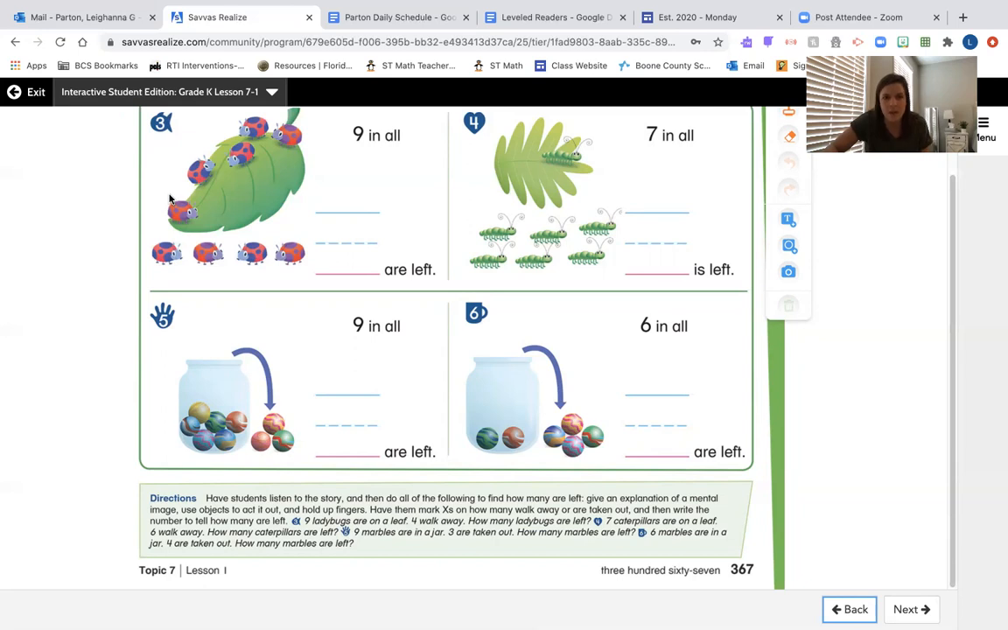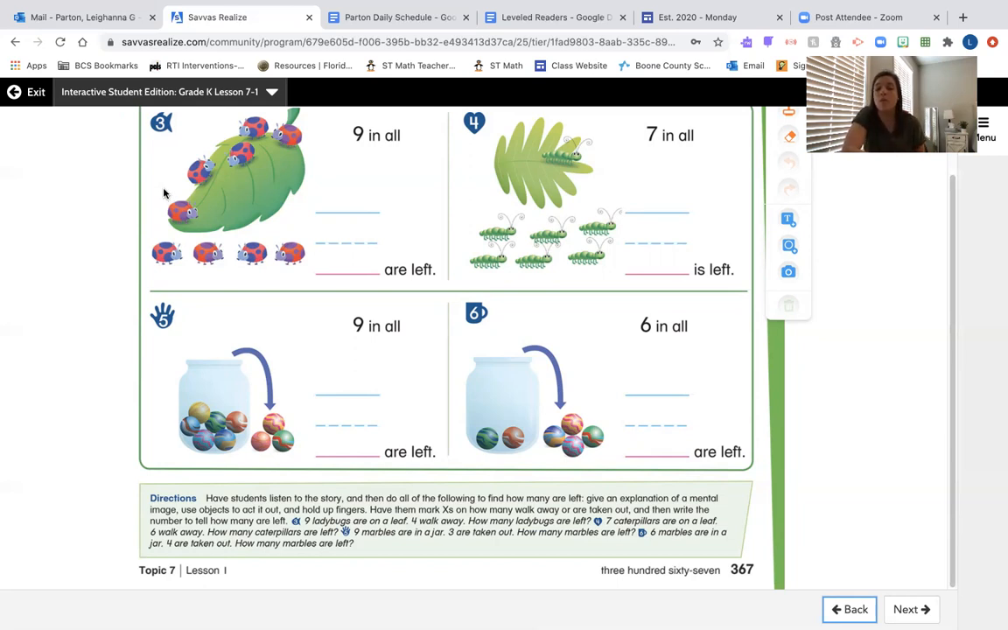Very good. It tells us 9 ladybugs are on a leaf. 4 ladybugs walk away. How many ladybugs are left? So you're going to show your work on all these problems like we just practiced. Remember, the number that it tells us to take away, those are the ones you're going to put an X on. Then you're going to circle the leftovers.